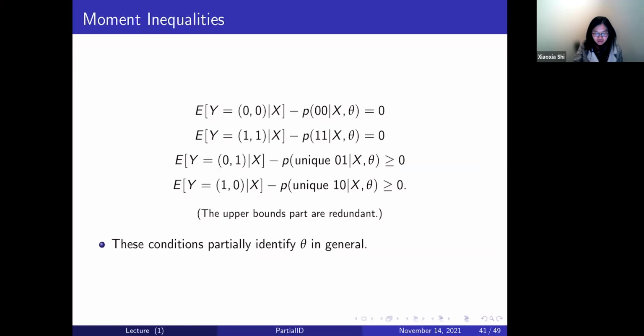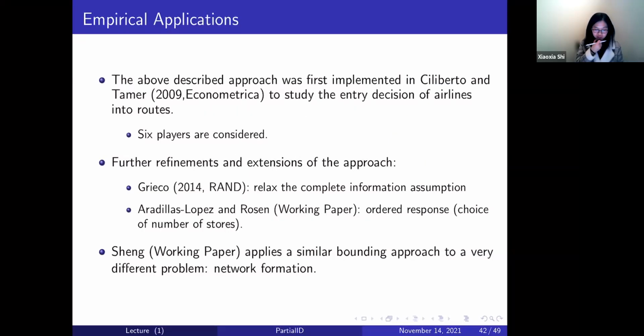So combining all of these model implications, we can come up with a set of moment equalities and inequalities. So these conditions also potentially partially identify theta. So that's another example. There are many papers that apply this approach on IO data and on network data. So these are some of the examples.